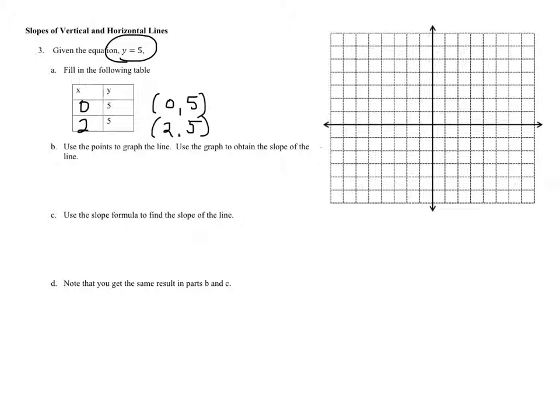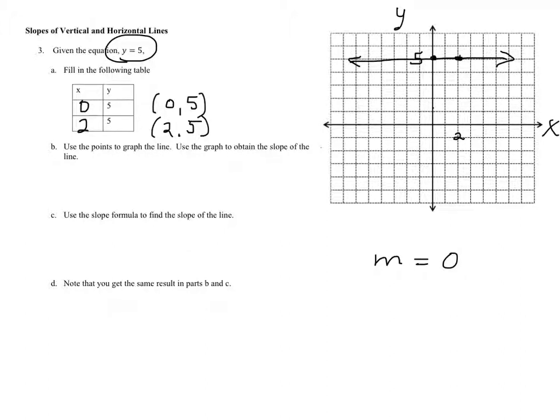Let's go for it. This is the x-axis. This is the y-axis. So 0, 5, 1, 2, 3, 4, 5. There he is. I'm going to just label that 5. And 2, 5. 2, 1, 2, 3, 4, 5. Going to connect it. I have a nice horizontal line. Is it inclined at all? No.